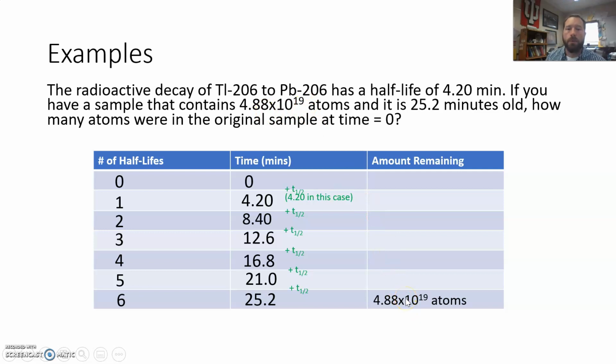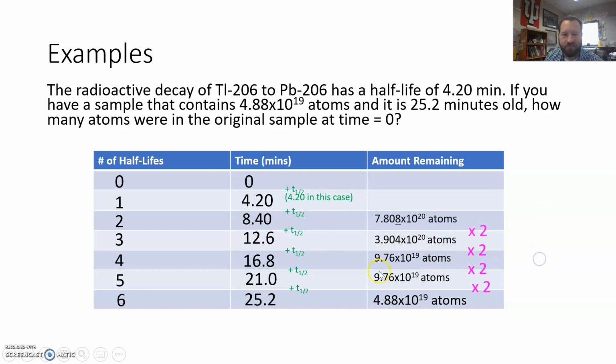Okay, well, we're going to work backwards this time to figure out how much we started with. So we're going to multiply by 2. So instead of dividing by 2, working backwards, we're multiplying by 2. So at 21 minutes, we had 9.76 times 10 to the 19th atoms. Multiply it by 2. At 16.8 minutes, we had 1.952 times 10 to the 20th atoms. Multiply that by 2. Now we get to 3.904 times 10 to the 20th atoms at 12.6 minutes. Multiply that by 2, 7.808 times 10 to the 20th atoms. Down to that first half-life, we had 1.5616 times 10 to the 21st atoms.